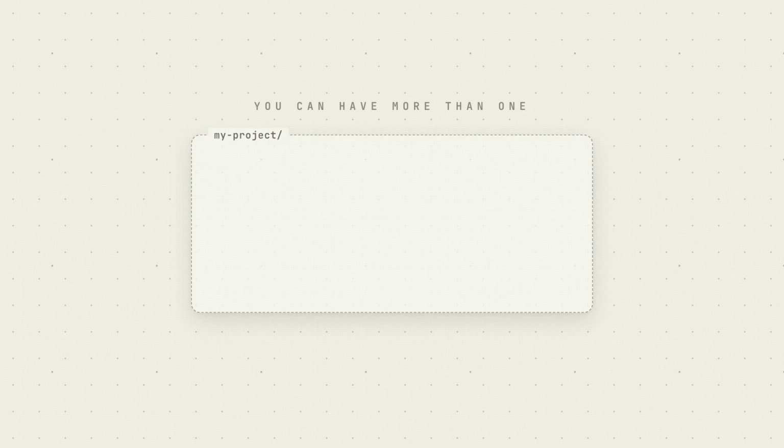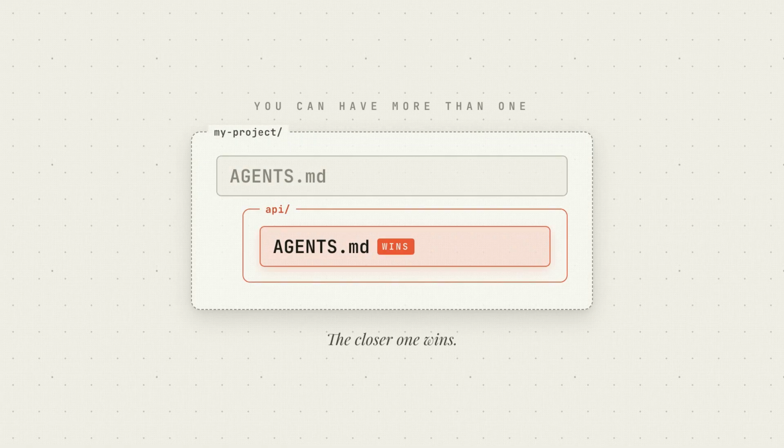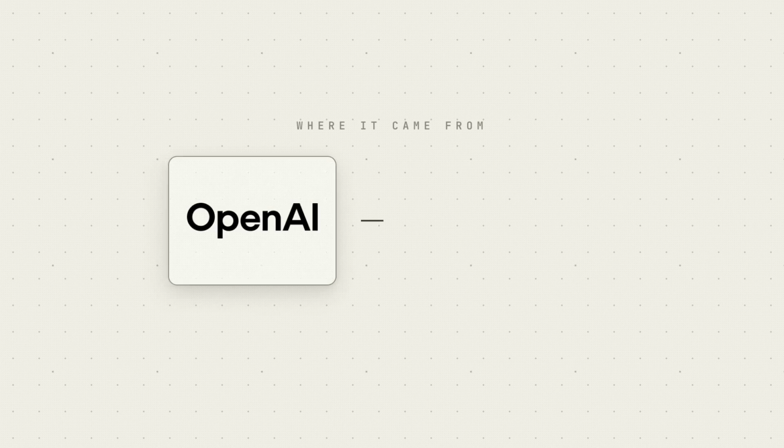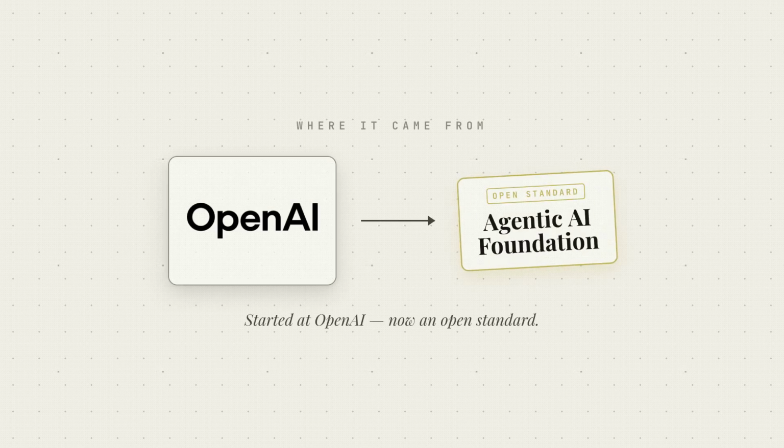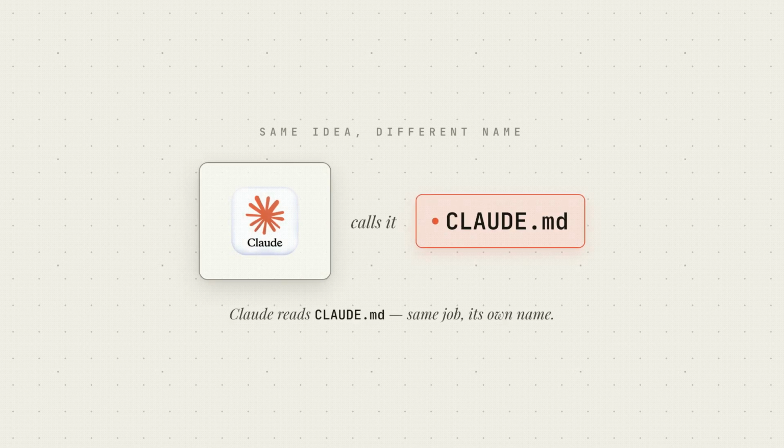Now that you understand agents.md, let's talk about two things that are worth knowing. One, you can have more than one agents.md file, like one main file for the whole project and others inside the subfolders with their own extra rules. Two, this one started inside OpenAI. Now it is handed over to the Agentic AI Foundation. So it's an open standard now, not owned by any one company. Oh, I missed one. Some agents use a slightly different file name. Claude, for example, calls its files claude.md. Different name, same exact idea. Now, if that's clear, let's head to the next term.